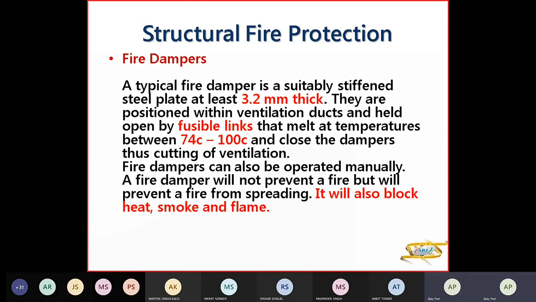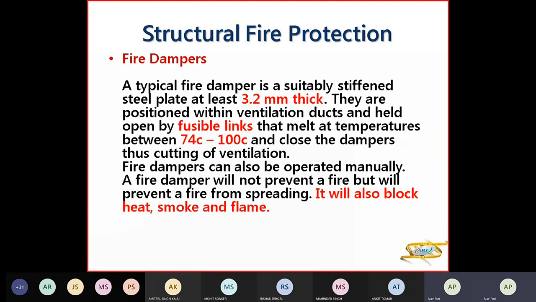Now we come to fire dampers. Now the guys who were in the VLCCs or tankers, they've gone in the pump room. They might have seen those wires hanging with certain weights below your ventilation duct. So those were basically fusible wires which are creating tension on the dampers. So your damper basically is going to shut off your ventilation in case of fire.